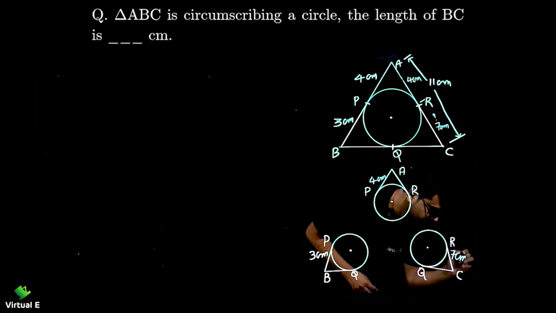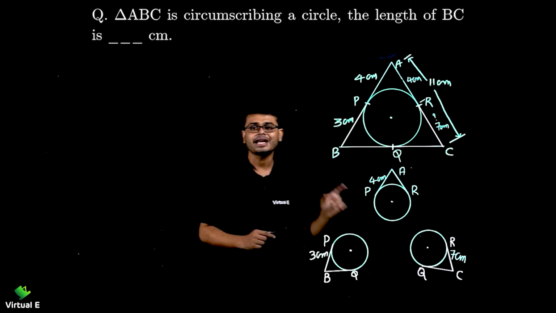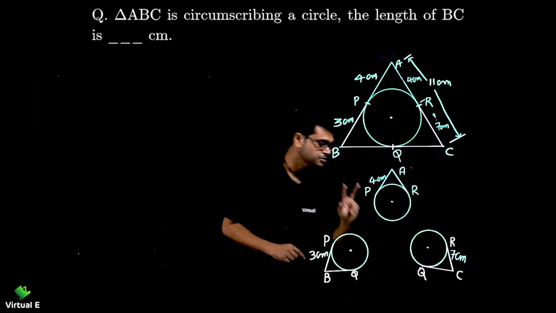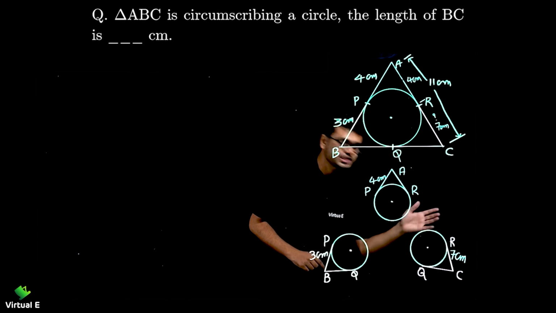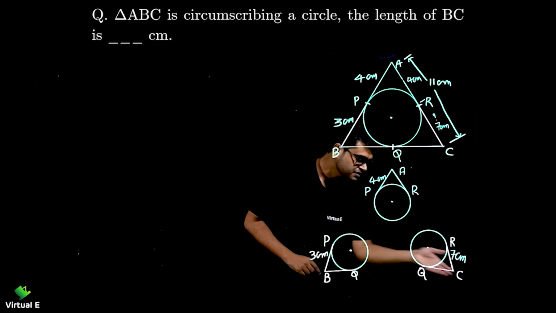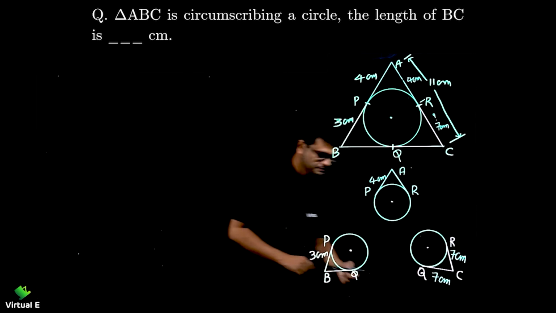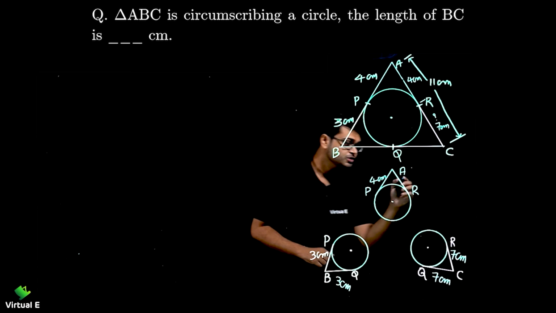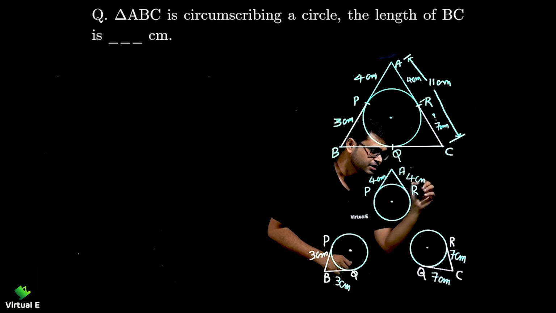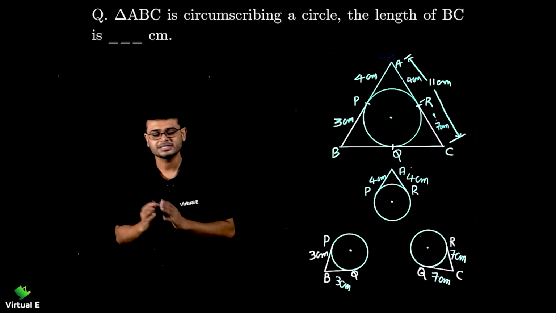7 cm. Now C is the external point. From that external point there are two tangents CR and CQ. If CR is 7 cm, what will be the length of CQ? That will also be 7 cm. Done. Here let us write as well 3 cm, and here as well 4 cm. I'm just doing this sum orally for a while. We'll write the steps as well.